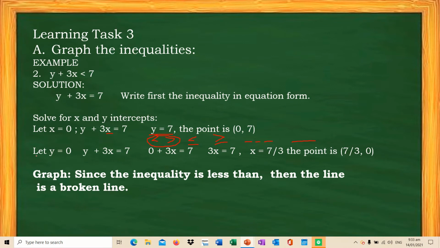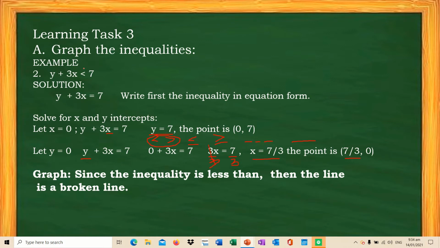Then, to solve for the y-intercept, let y equal 0. So y plus 3x equals 7. So yung y papalitan natin ng 0. So 0 plus 3x equals 7. So 3x equals 7. So divide both sides by 3 to solve for x. Okay, so x now is 7 over 3. So our second point is 7 over 3 yung x and y is 0.